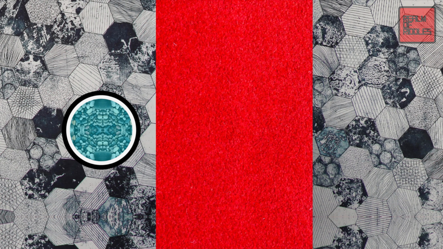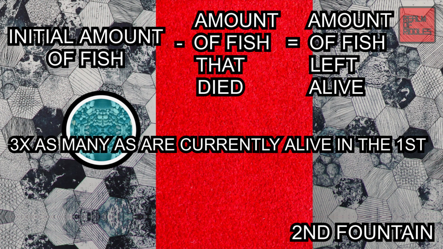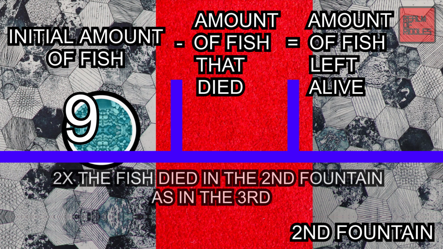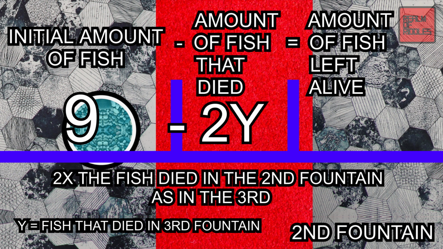The second fountain initially had 3 times as many fish as are currently left alive in the first fountain, and 3 times 3 is 9. Twice as many fish died in the second fountain as in the third fountain, but we don't know how many fish died in the third fountain. We can label this unknown as y, so 2 times y fish died in the second fountain.